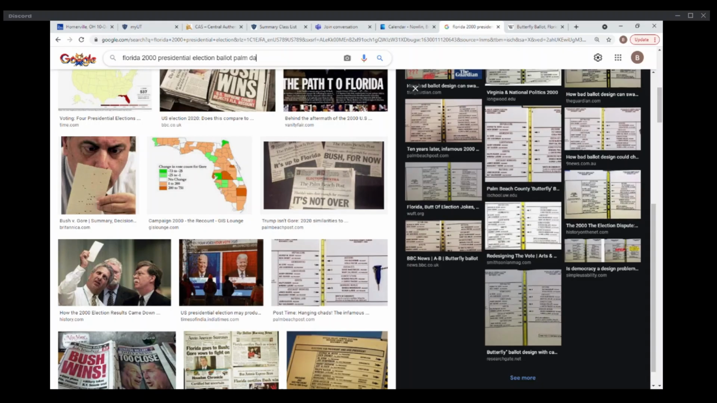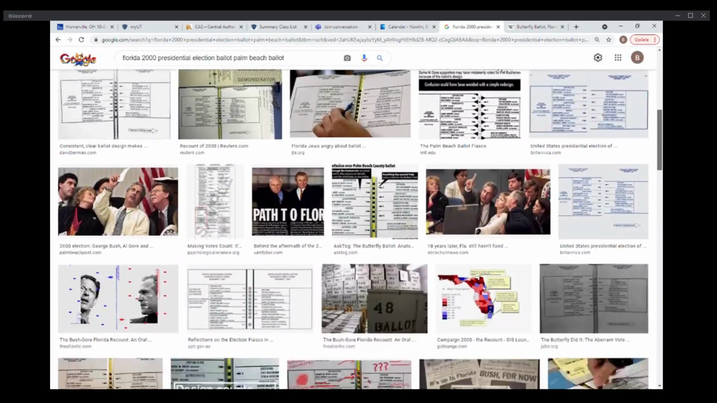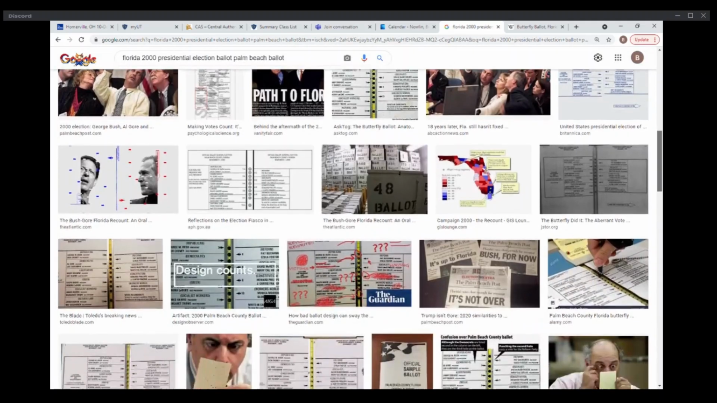Yeah, kind of. Bad design, but again, Palm Beach ballot. Again, it all boils down to numbers and what they mean.